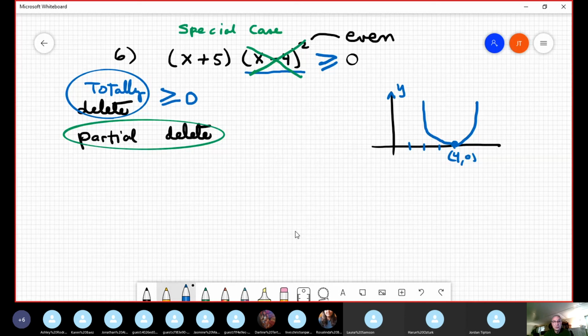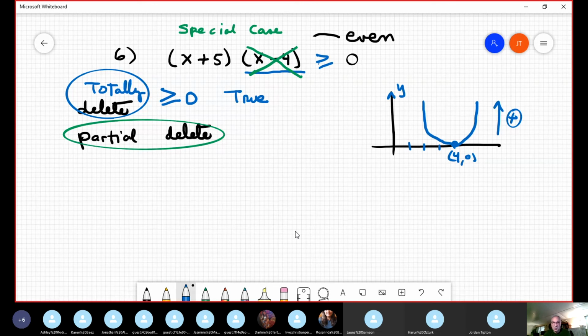Because this parabola is greater than or equal to 0, this is always true. It is always true because this parabola is in the positive part and includes 0. So regardless of the value you plug in here, it is always non-negative.